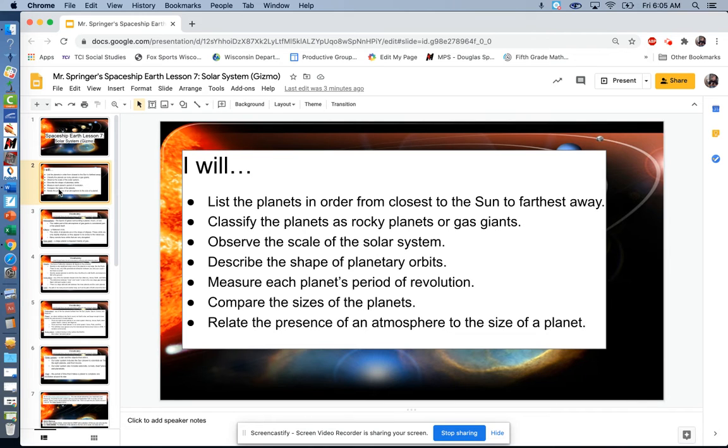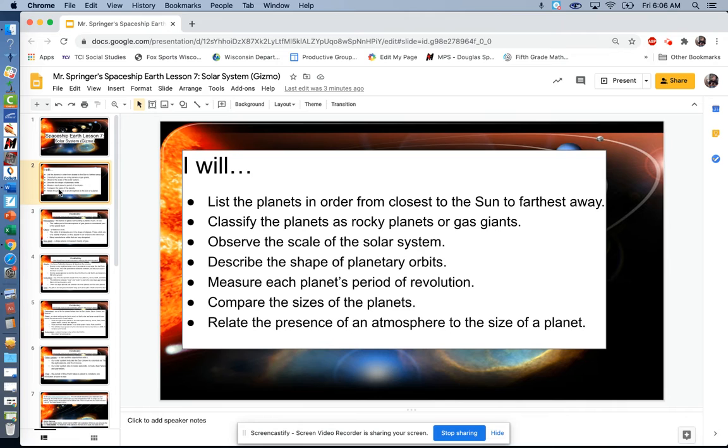Classify the planets as rocky planets or gas planets. Classify means to kind of put them into groups of similarities. Observe the scale of the solar system. So whenever we're talking scale, because the solar system is so big, we can't use it the same size. But as we reduce it, we have to scale, which means to reduce everything the same amount. So if I reduce a car to a 10th its size, I would have to reduce myself to a 10th its size. If I would be bigger than it.